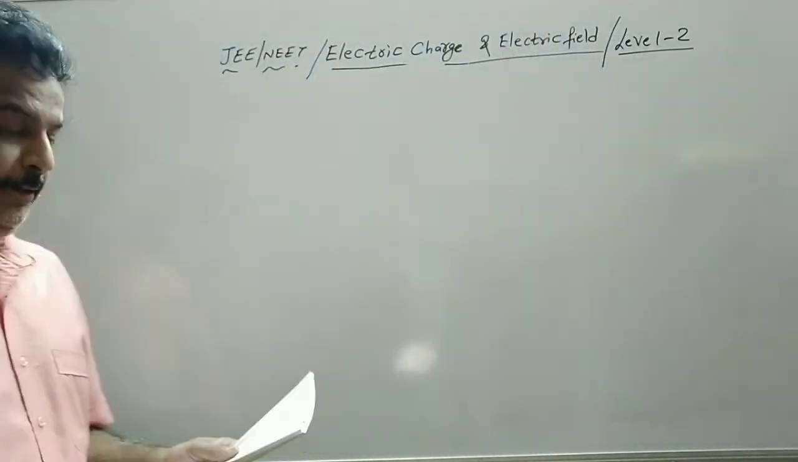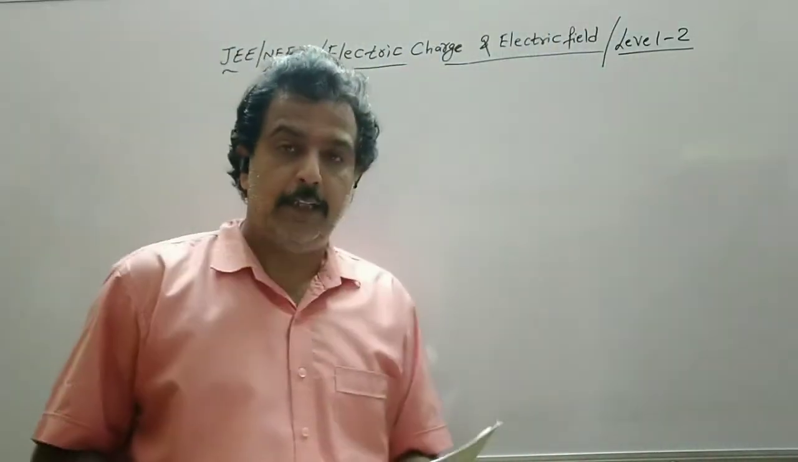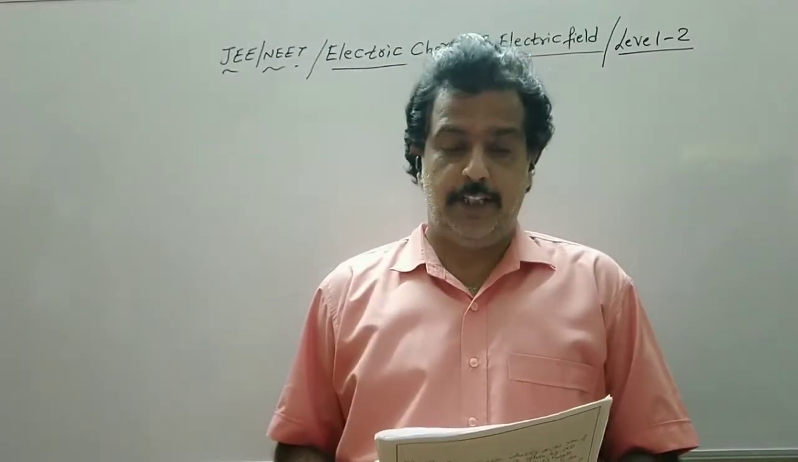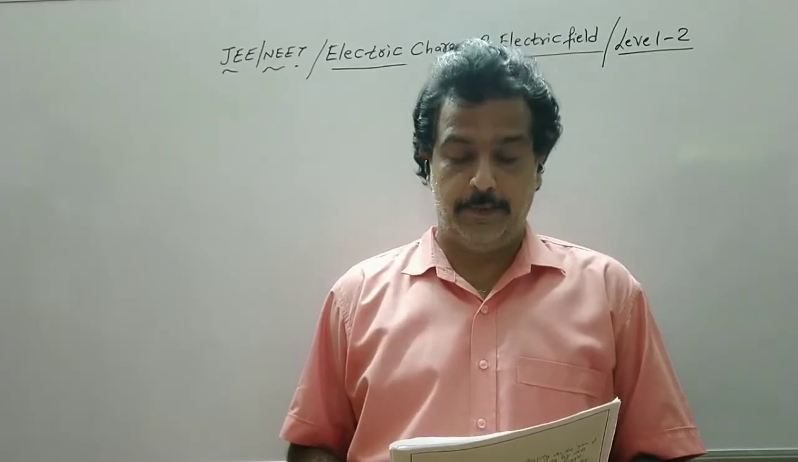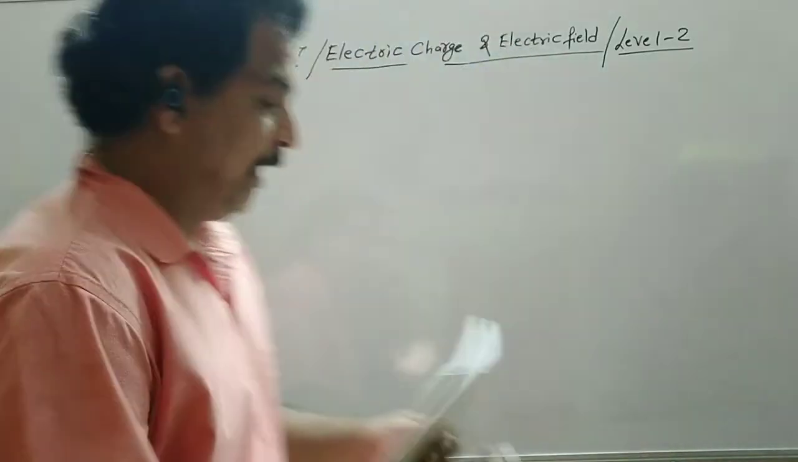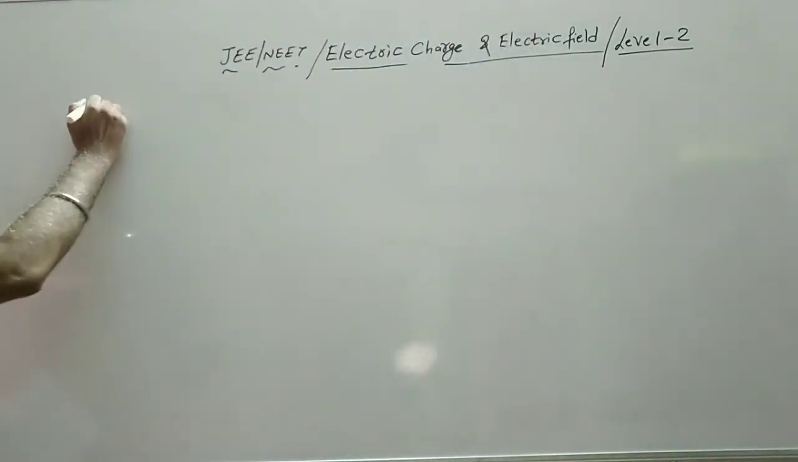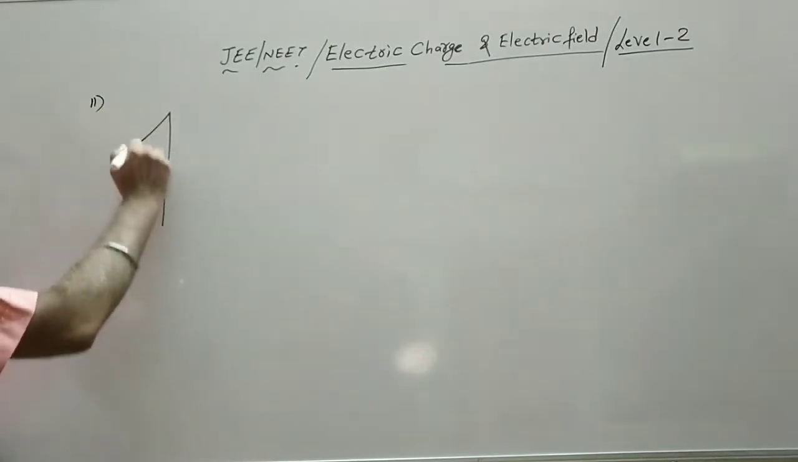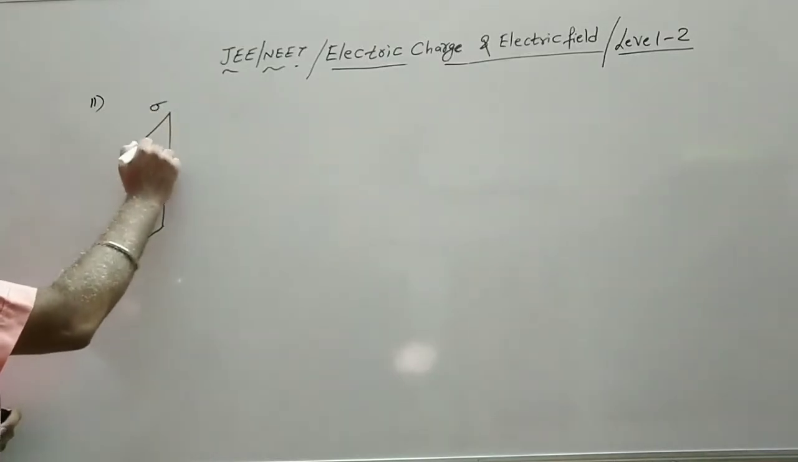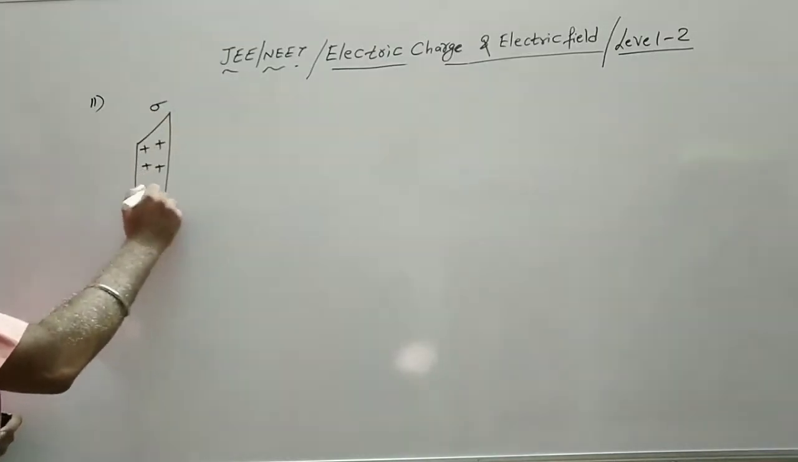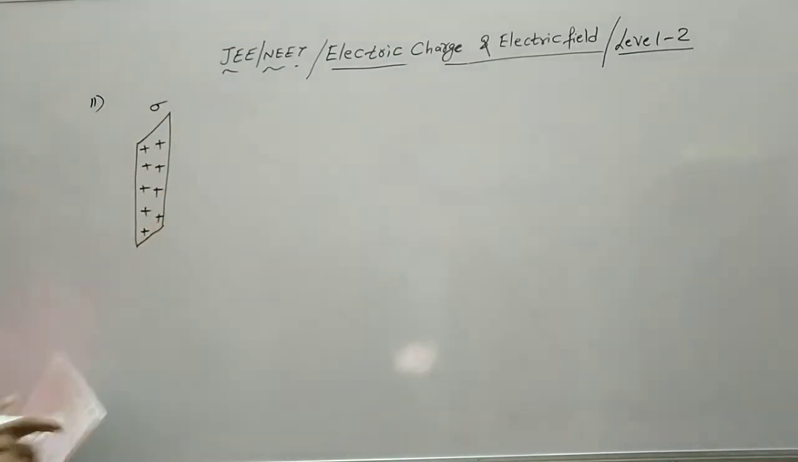Question number 11. It is given that a large sheet carries uniform surface charge density sigma. So we have a large sheet which has a surface charge density sigma. So there are plus charges on it, the density is sigma.